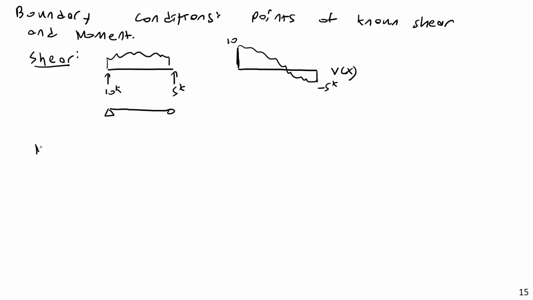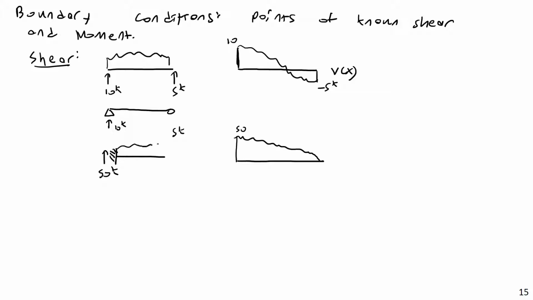And then moment, and this would be true whether this was a simply supported beam here, 10 kips and 5 kips, or a cantilever beam. If you had a cantilever beam and you knew its shear on the left-hand side, or its AY or something, was 50 kips, you would know its shear diagram would start out at 50, and then through some sort of function, it would have to end back out at 0 if there was no point load at the end.